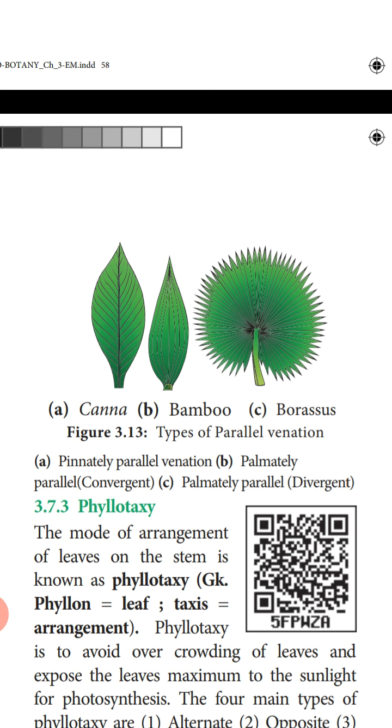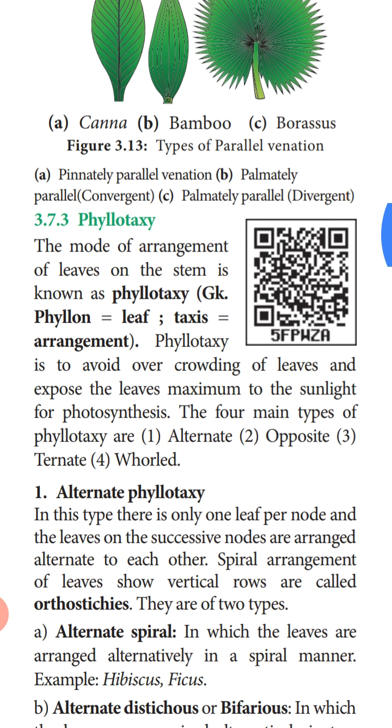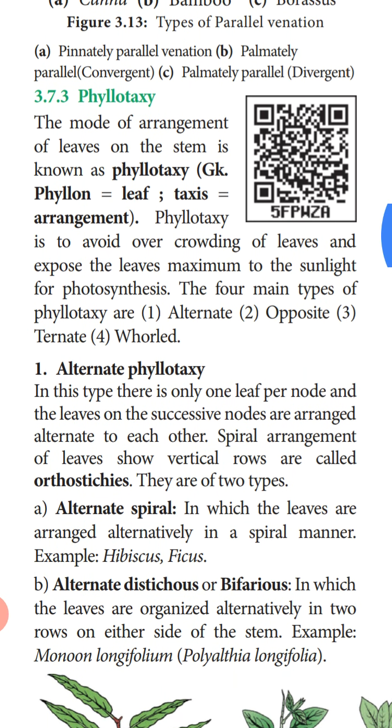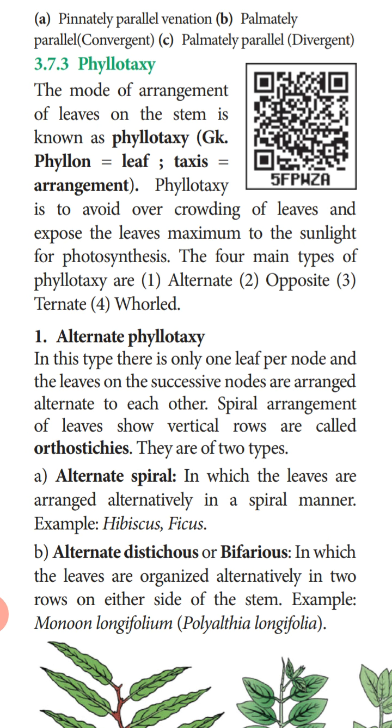Next, we are going to study phyllotaxy. Phyllotaxy means the arrangement of the leaves in a plant. The arrangement of leaves on the stem of a plant is called phyllotaxy. Phyllos means leaf, taxis means arrangement. Now, why is the phyllotaxy or arrangement of the leaves different in plants? It is to expose the leaf to get the maximum sunlight.